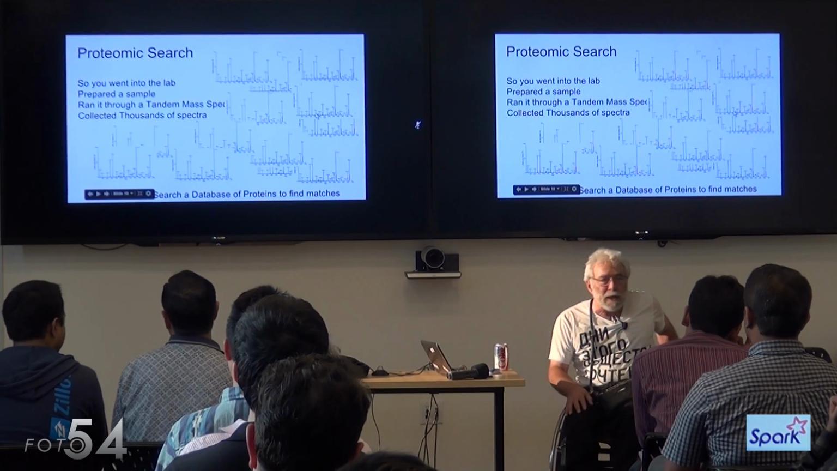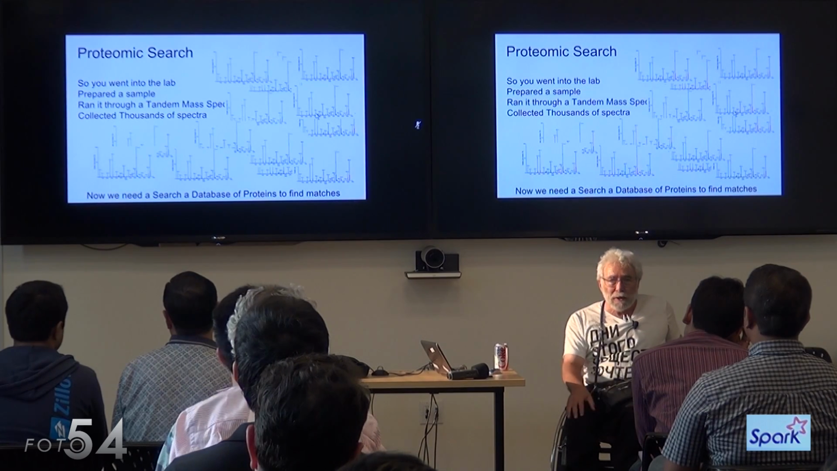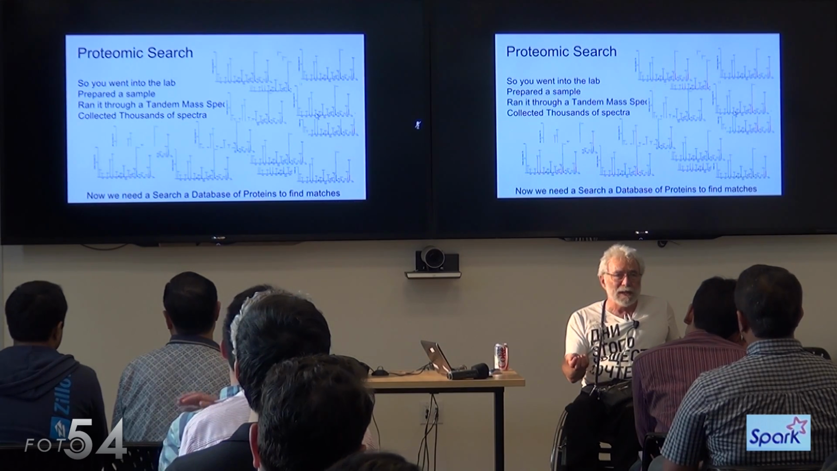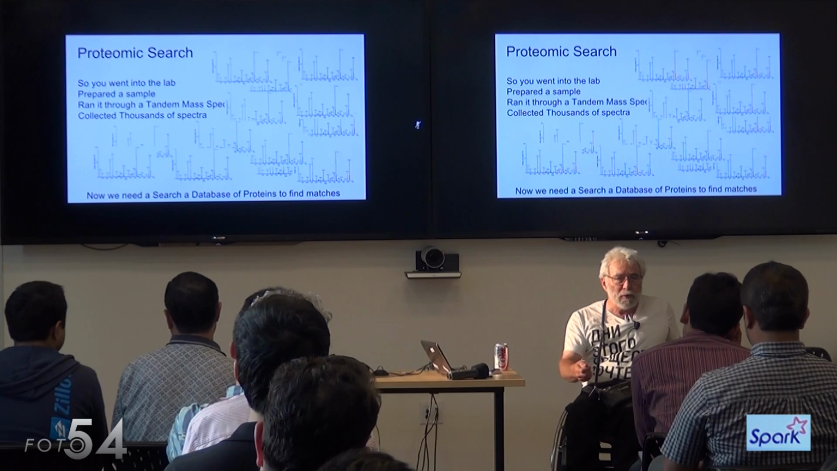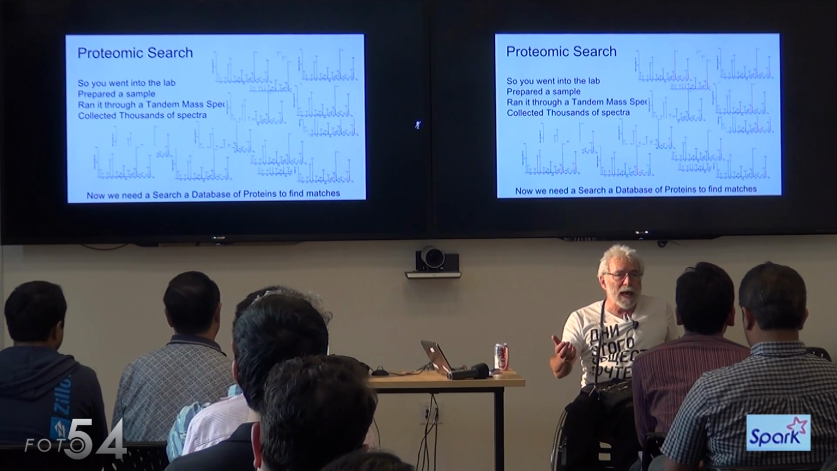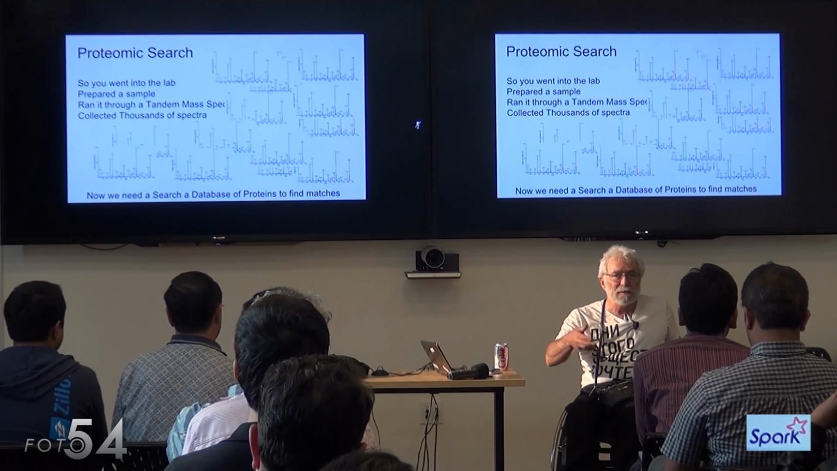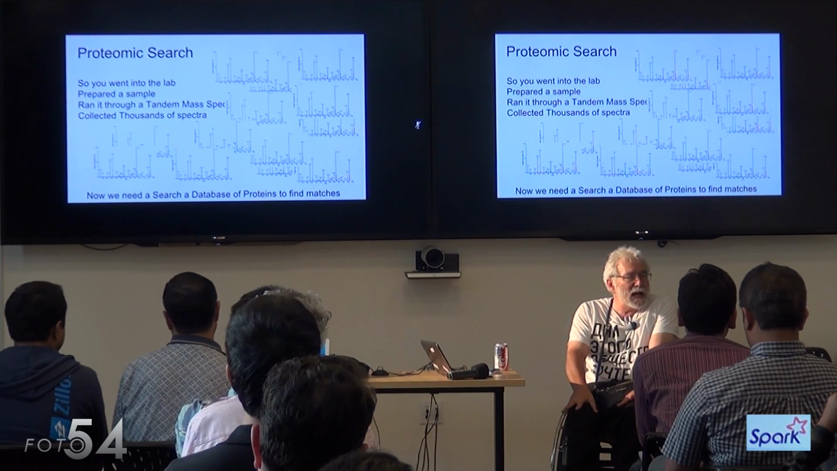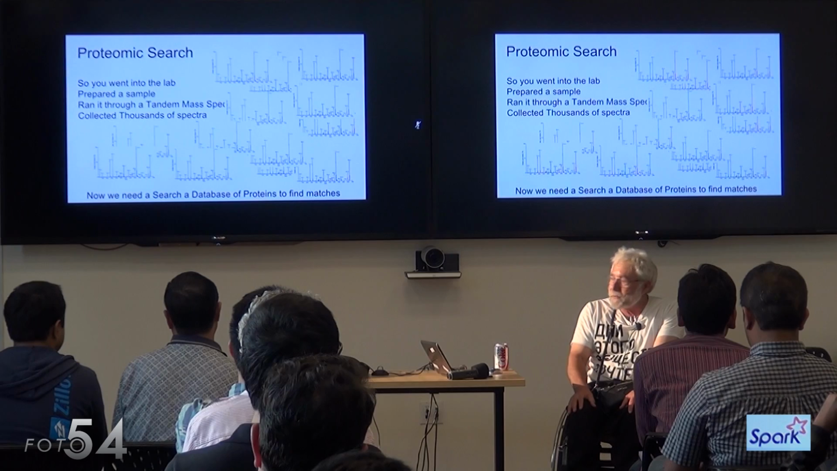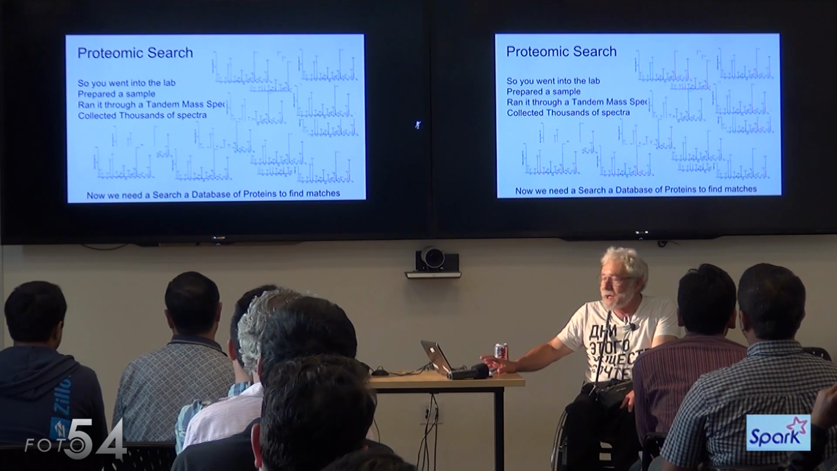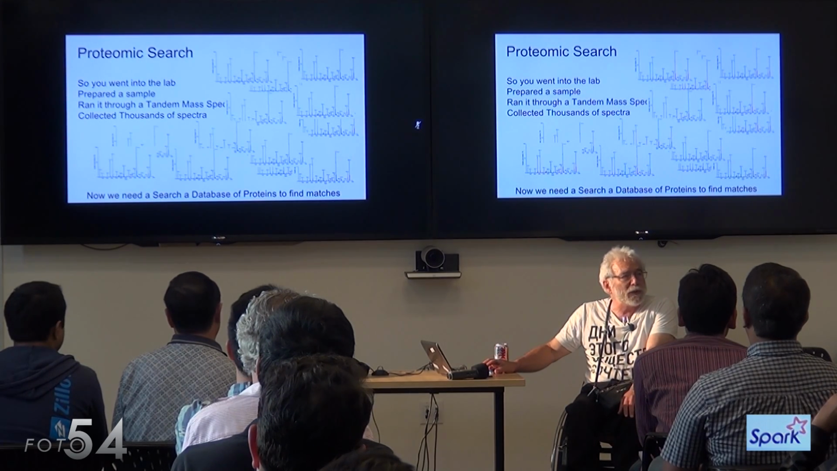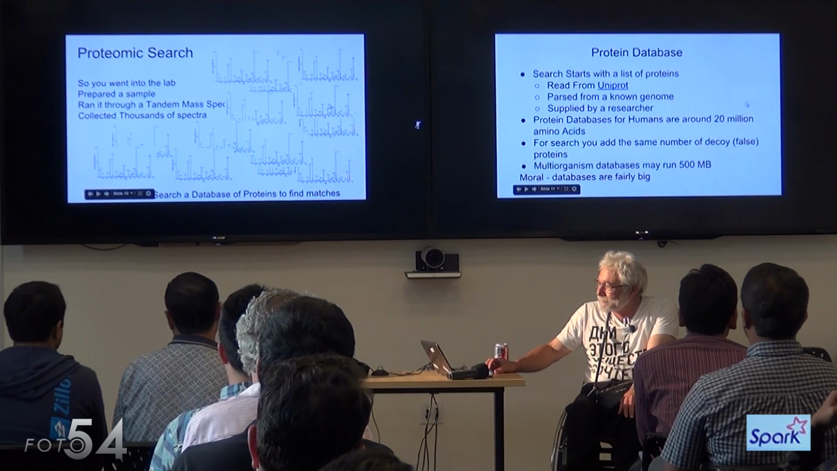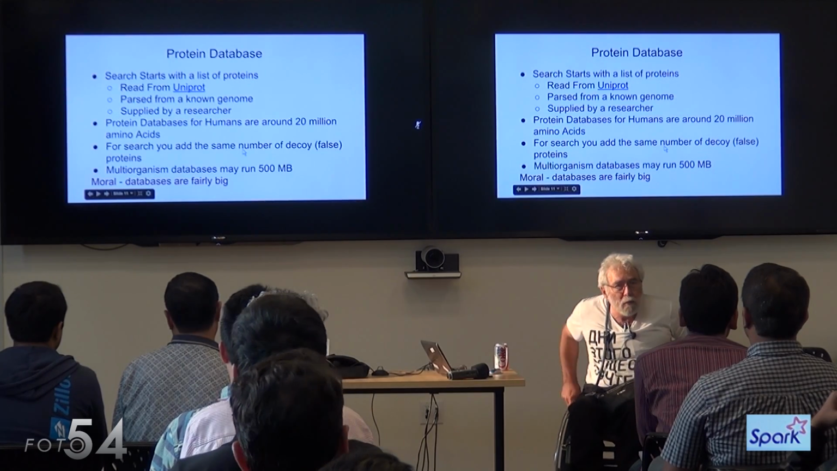So in reality, if you go in the lab, you will take a sample, digest it, run it through your mass spectrometer, and you will get tens to hundreds of thousands of these spectra as you analyze the sample coming through your system. So you get a lot of spectra, and now you have to figure out what they mean. So, where do you start?